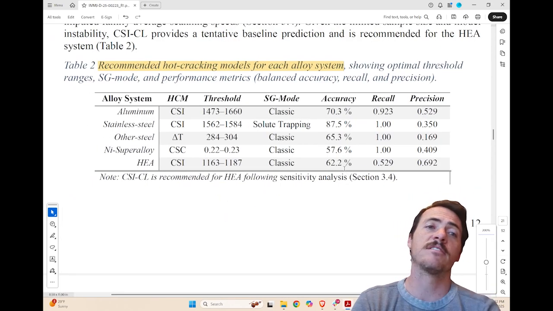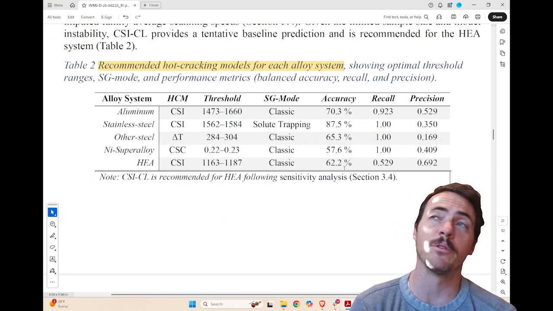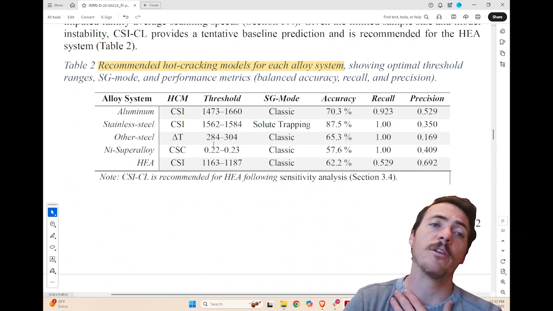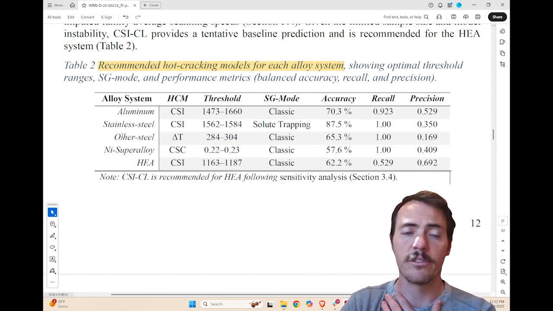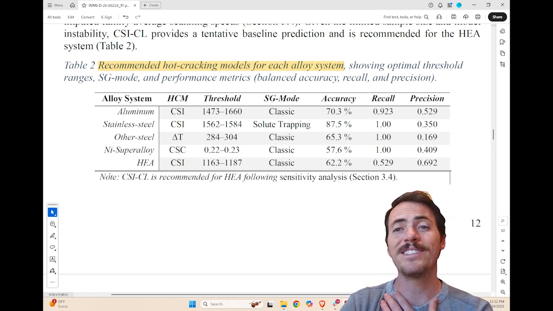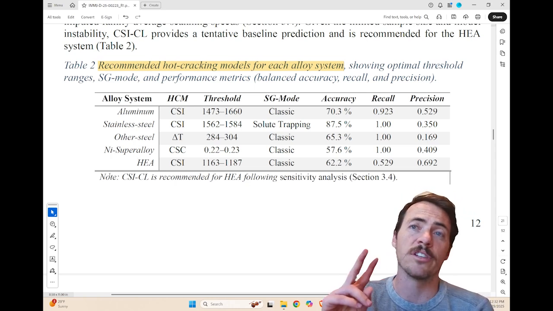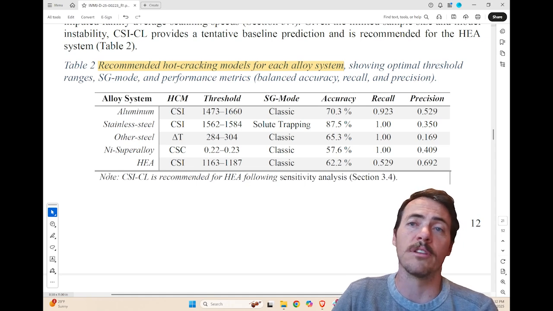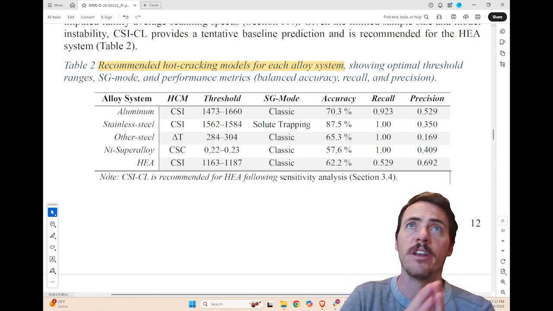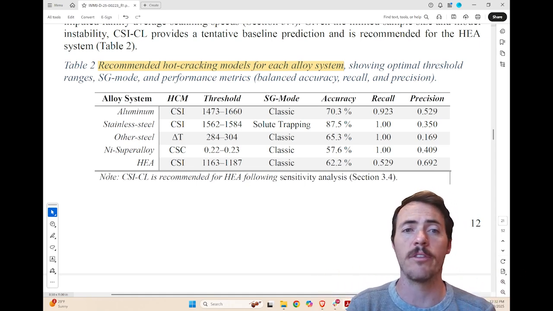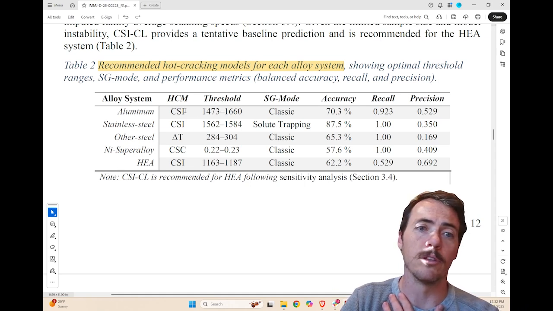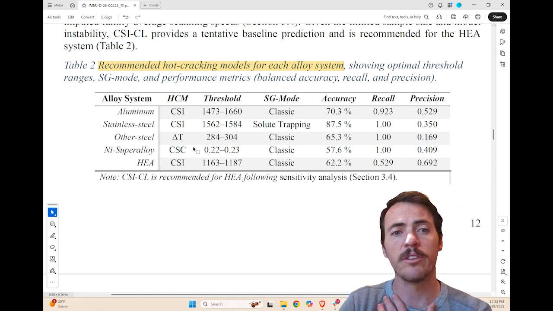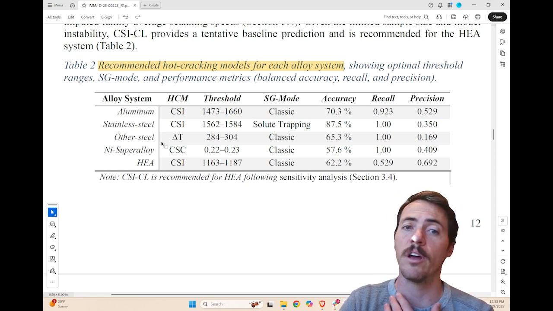Well, I think it's best summed up in this table too, and the results are honestly pretty sobering. Across these 5 different alloy systems, aluminum, stainless steel, other steel, nickel, and high entropy alloys, what we see is sort of 2 observations. First, there is no one thermodynamic model that works perfectly across all of them. Well, that is like consistently better across all of them. CSI does well with aluminum, stainless steel, and high entropy alloys, but CSC does better with the nickel alloys, and the delta T model does better with the other steels.